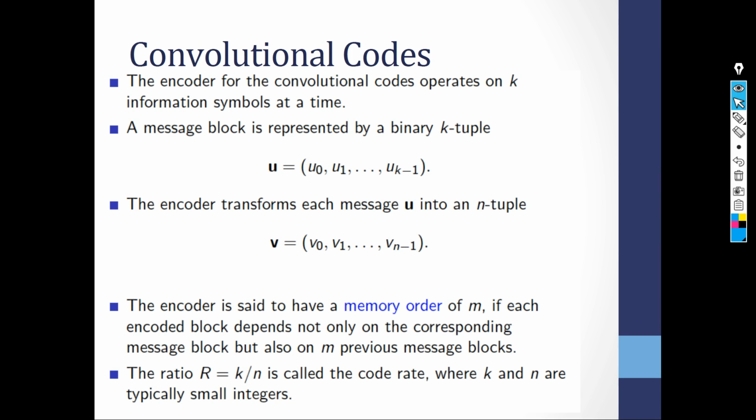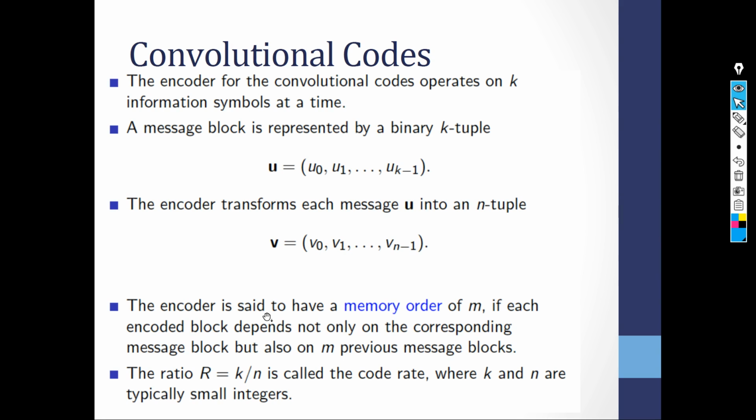So that was about block codes. What about convolutional codes? The encoder for the convolutional codes operates on k information symbols at a time. A message block is represented by a binary k-tuple. U is given as follows. The encoder transforms each message U into an n-tuple. V is given as follows, which is the output of the encoder.